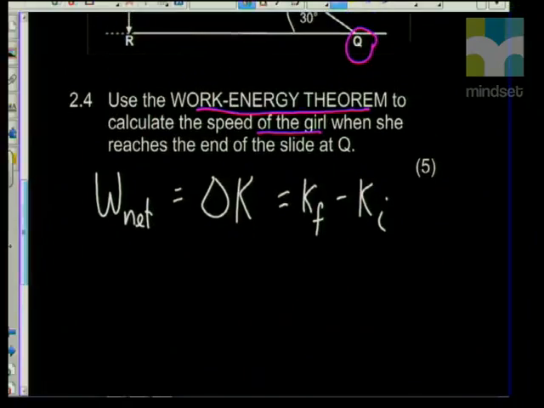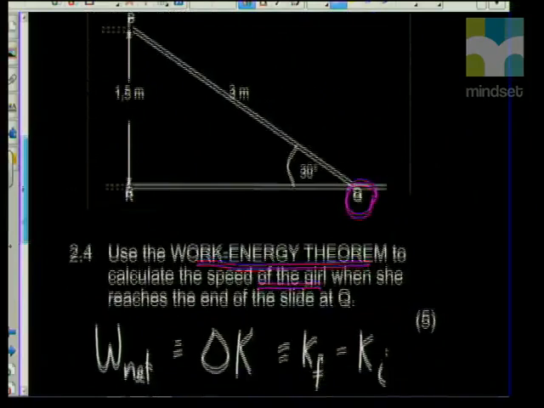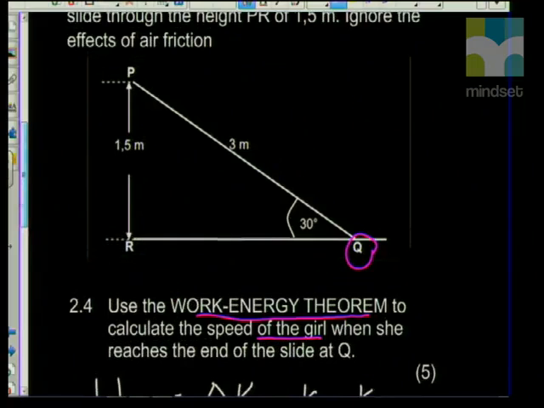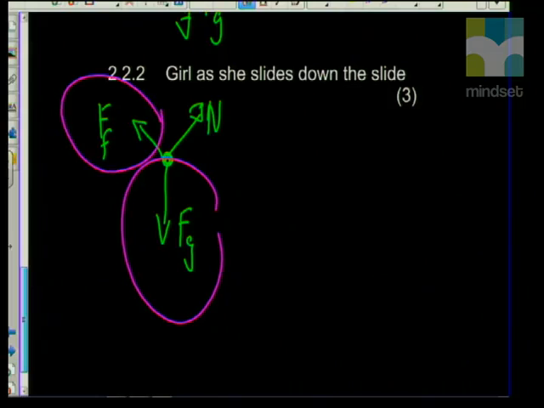So what components or what parts of net work do we need to get? Well, let's just try and simplify first of all, working from left to right. We can say that the net work is going to be composed of two aspects. It's going to be composed of the work done by the force of gravity. If we go back to the diagram that we drew, remember there is the one force, and that's why these force diagrams are so useful. There is the other one. Both of those have an impact on the work done on the girl.